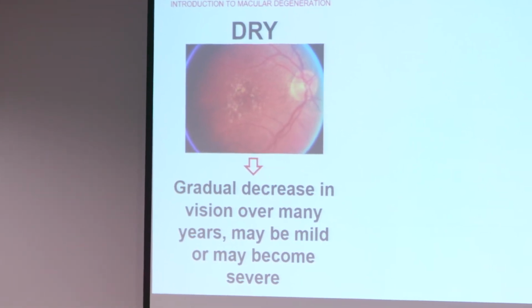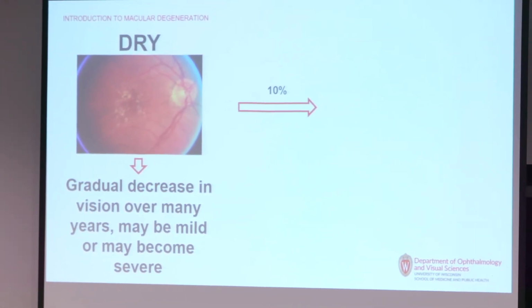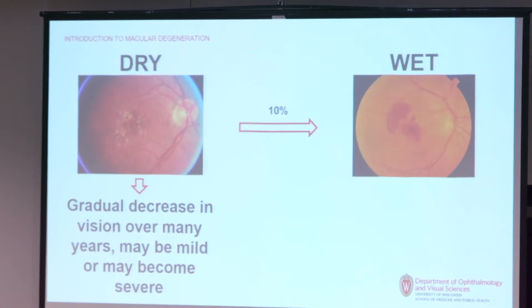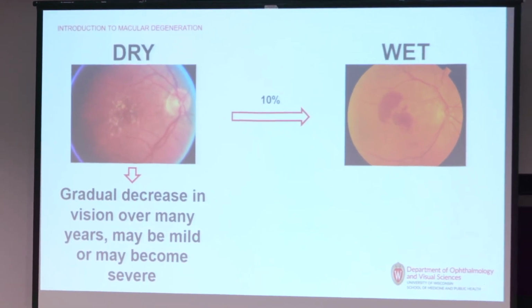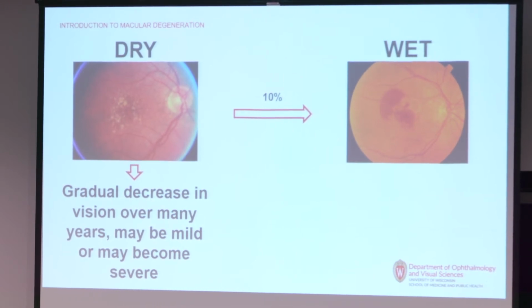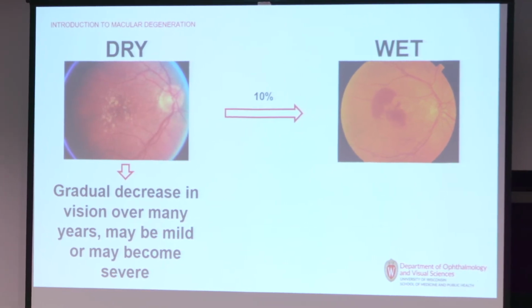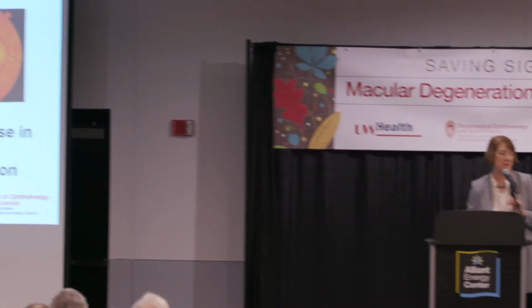That's a slow process. For patients with dry, about 10% will go on to get wet. So it's a small portion. Most patients with macular degeneration have dry. Some, it's so mild they don't know they have it. But that small percentage will get wet. And those folks, if that happens, generally have a fast or rapid change in vision. So the change in vision can happen overnight because there's suddenly blood. Suddenly the center of the vision is distorted or very dark.